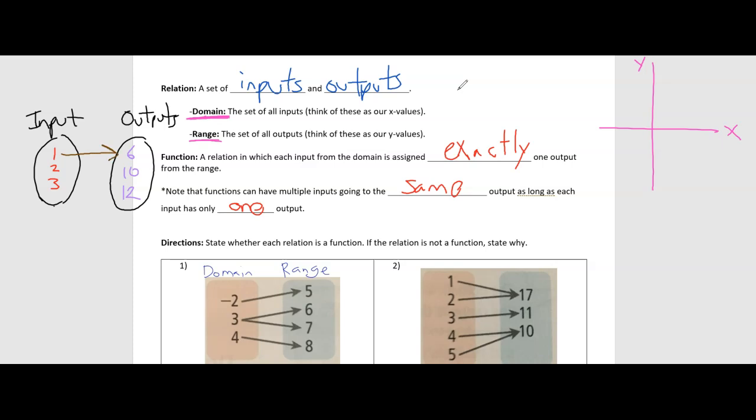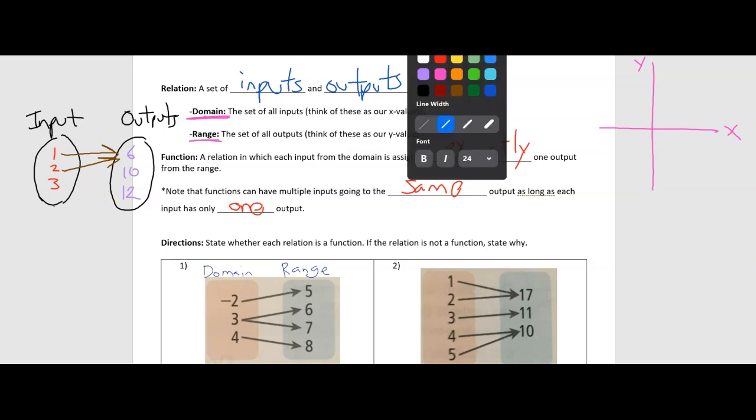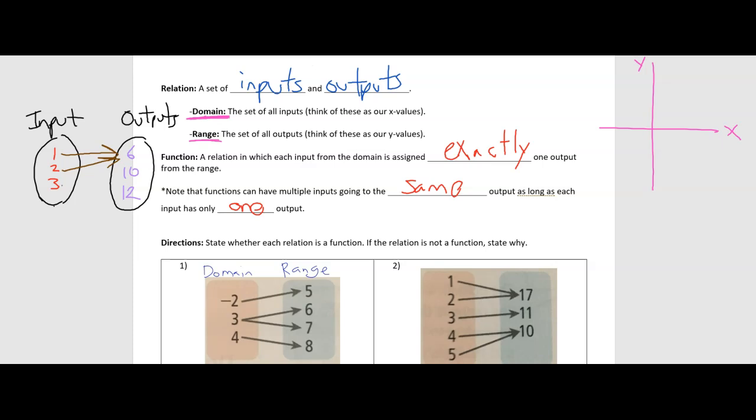It can't go to more than 1. However, 2 could go to the same output as 1. Right? It's just that 2 could only go to that output and it couldn't go to another one. Right? If 2 went to 12 as well, then all of a sudden this becomes a non-function. Right? So you could have all 3 of your inputs going to the same output value as long as they're only going to 1 output value.